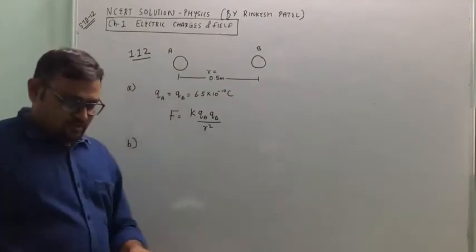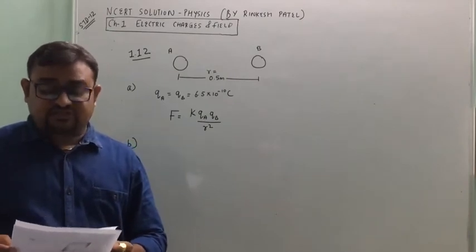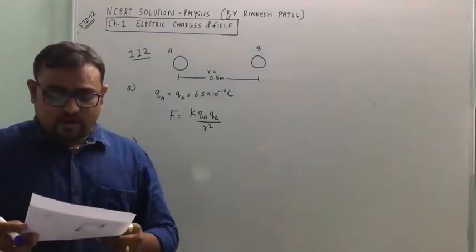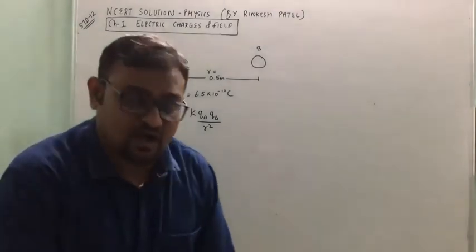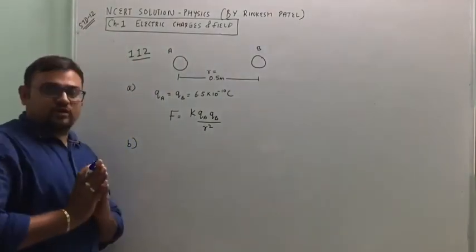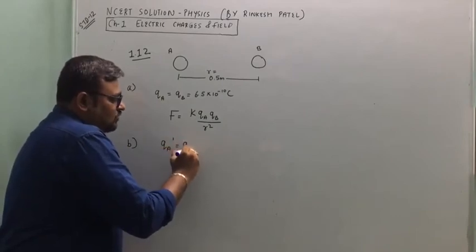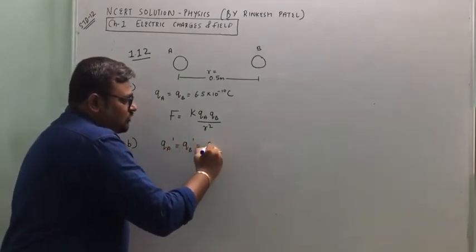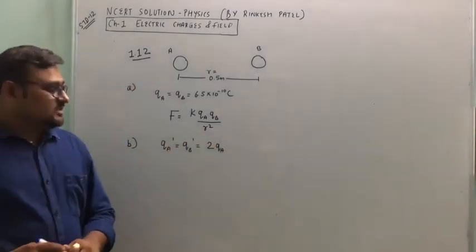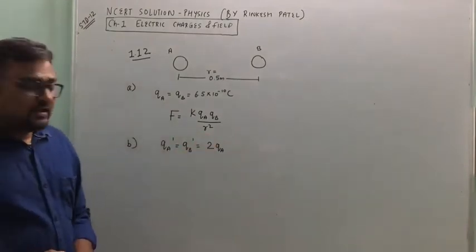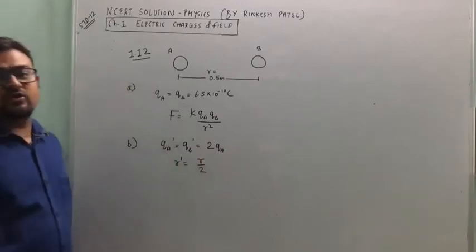Part B: what is the force of repulsion if each sphere is charged double the above amount and the distance between them is half? So now the charges are QA dash equal to QB dash, equal to 2 times QA, the charges for both are doubled, and the distance is R by 2.